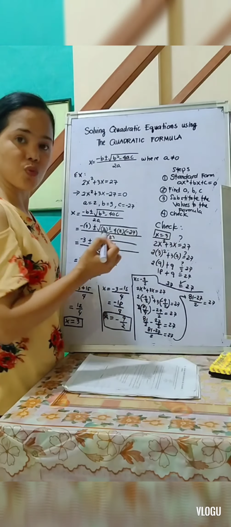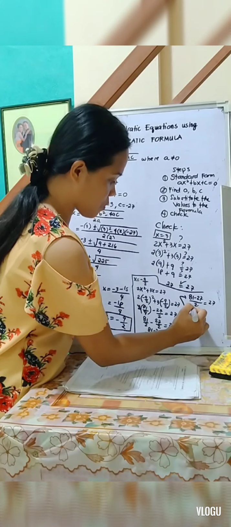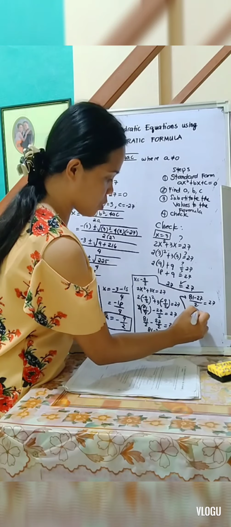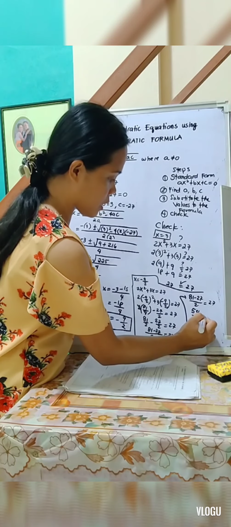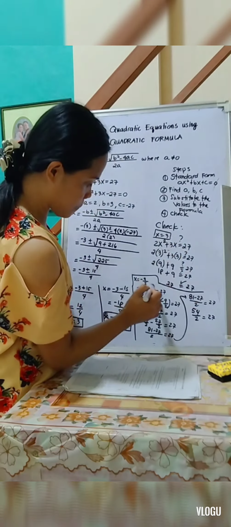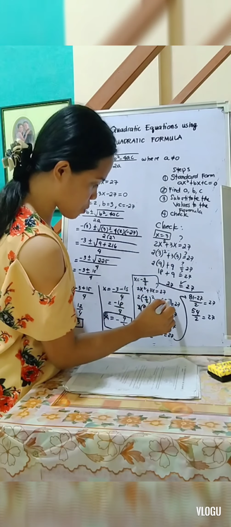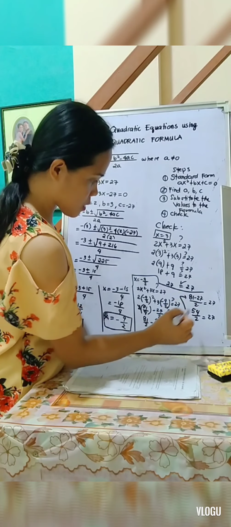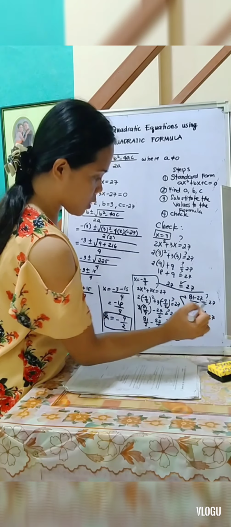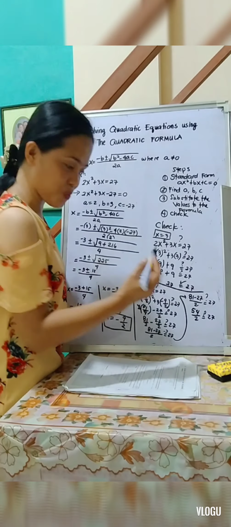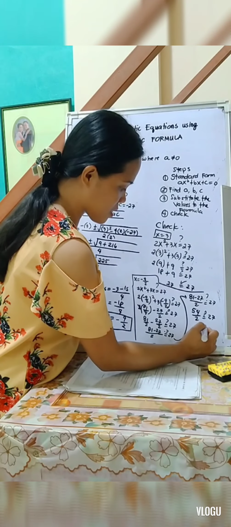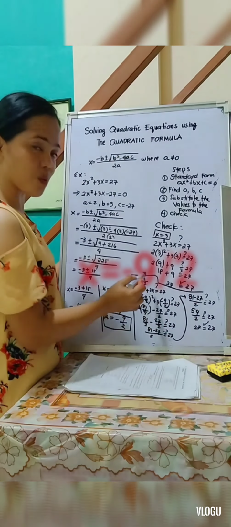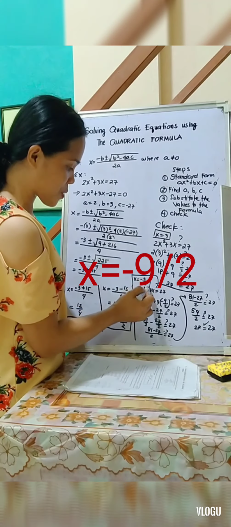So 81 minus 27, that is equal to 54. It is equal to 54 over 2 equals 27. By the way, since we are checking, it's a question mark. So we don't know if it's really equal to 27. Now 54 divided by 2, that is equal to 27, which is equal to 27. Therefore, the solution x equals negative 9 over 2 is correct.